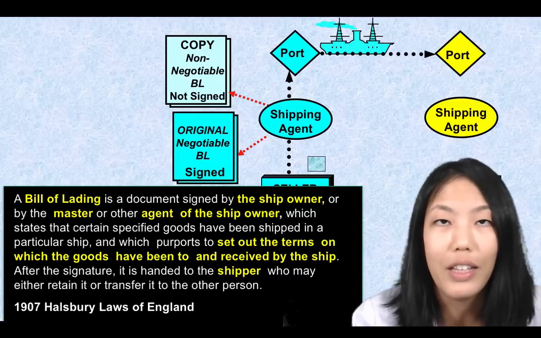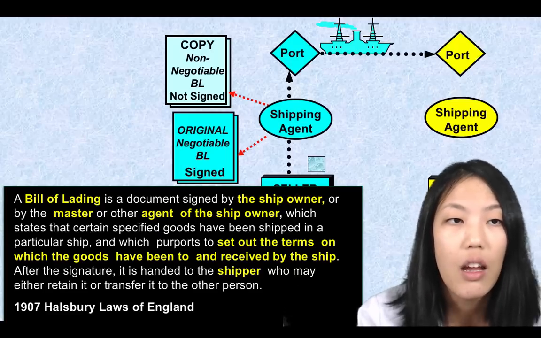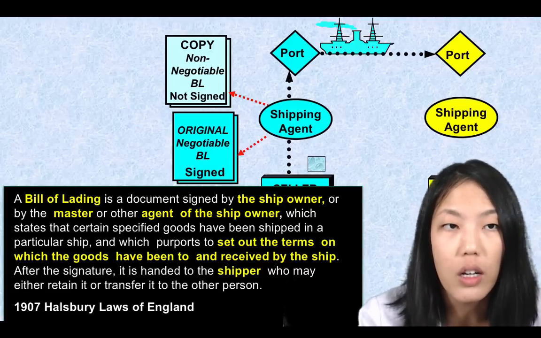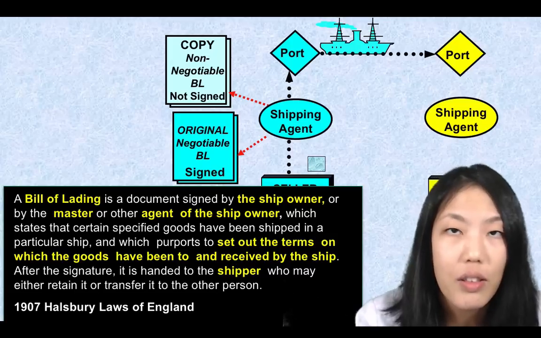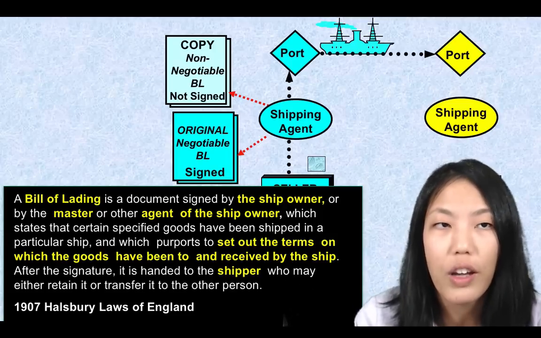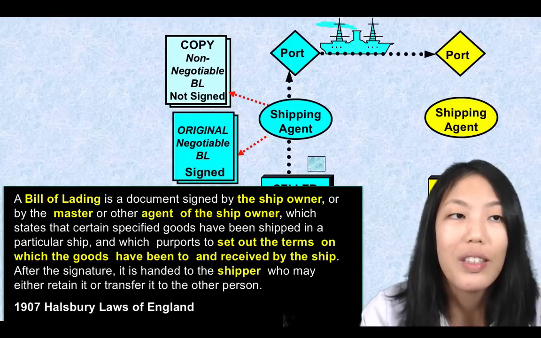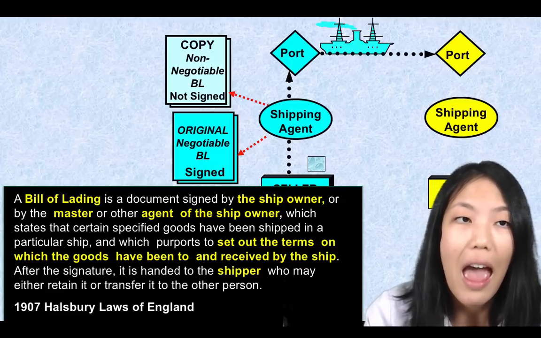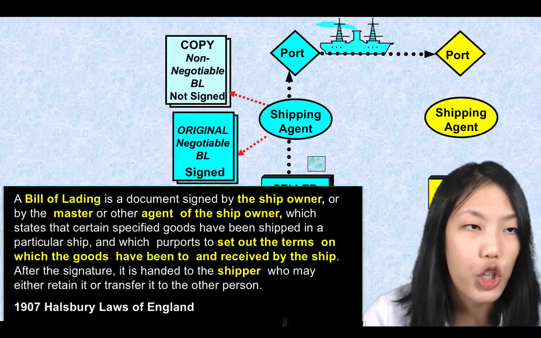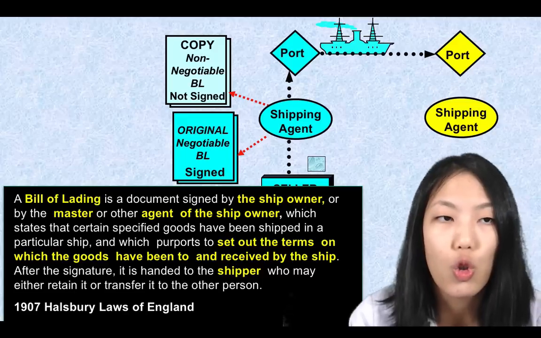So what is a bill of lading? According to the 1907 Halsbury's Laws of England, a bill of lading is a document signed by the ship owner or by the master or other agent of the ship owner, which states that certain specified goods have been shipped in a particular ship, which purports to set out the terms on which the goods have been delivered to and received by the ship. After the signature, it is handed to the shipper, who may either retain it or transfer it to another person.